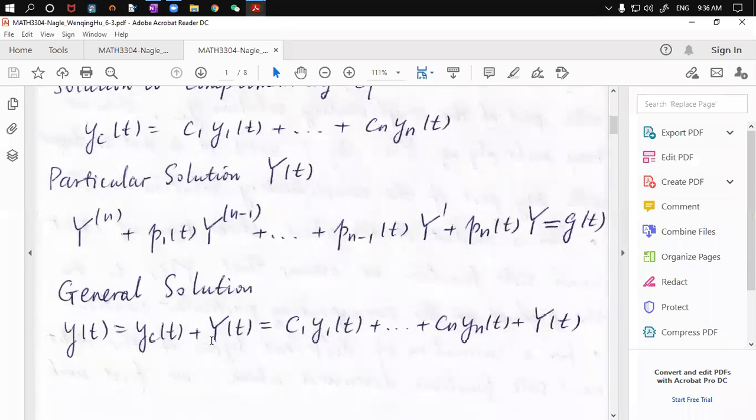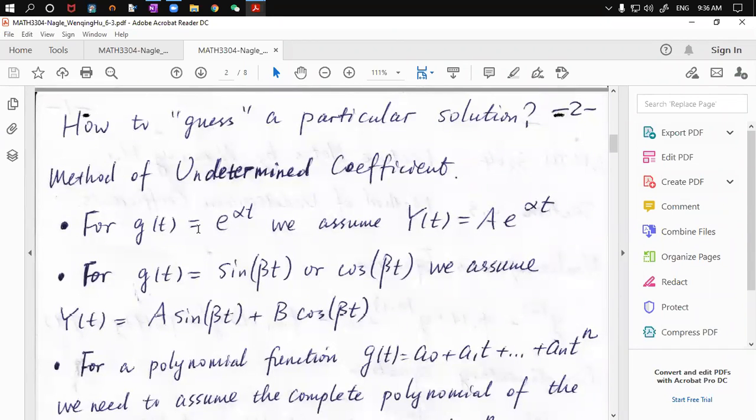Let me review this method of undetermined coefficients. Basically, the idea is that you're going to guess a particular solution. How do you guess the particular solution? Well, if you have an exponential function, you should try an exponential function with some coefficients in front of it. So that's one scenario. Now, if you have sine and cosine, no matter whether it is sine or cosine, you should try a linear combination of sine and cosine. So that's another scenario.